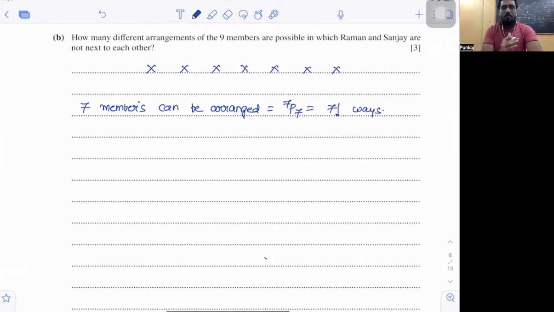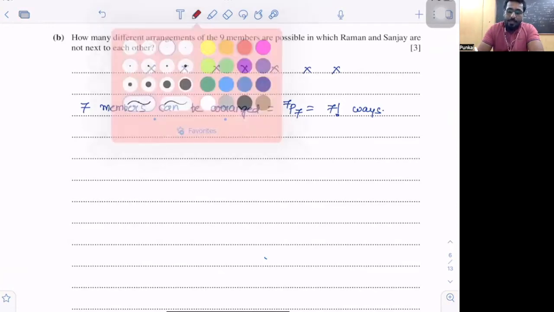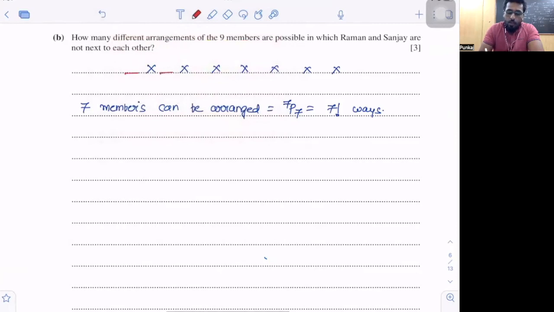Once these 7 members are arranged, what we can do further is now we will call Raman and Sanjay and ask them to stand in between these blank spaces that you can see. So that's 1, 2, 3, 4, 5, 6, 7, and 8. Can you understand? These are the 8 different places available. 8 places are available where Raman and Sanjay can stand and they will not be next to each other. Even if, let's say, Raman stands here and Sanjay stands in this particular place, or they can also reverse their positions.